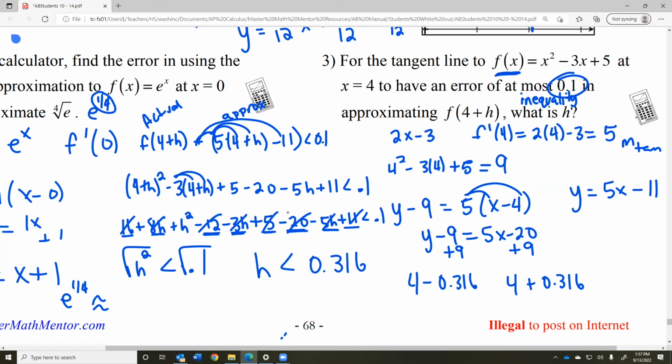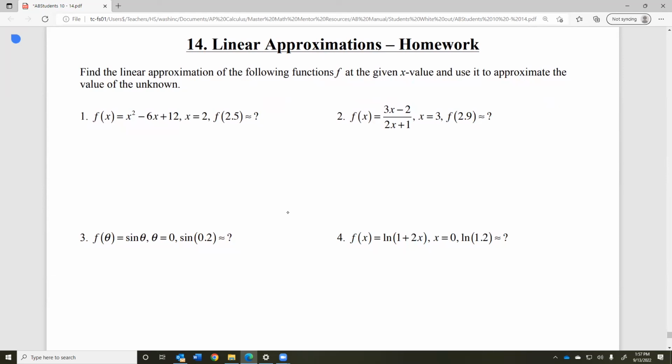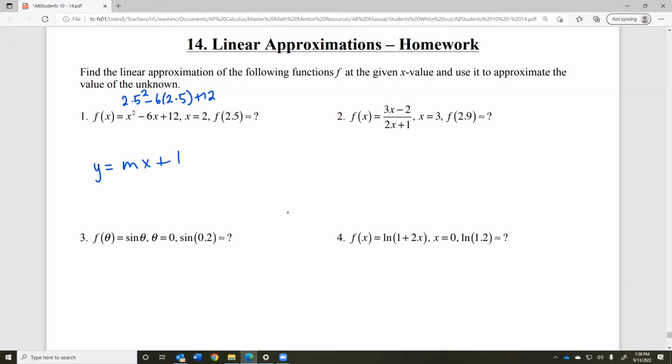And we are done with chapter 14. The idea of chapter 14 is really just this idea that can we find the tangent line and then use that to approximate values. So plugging in 2.5 without a calculator, 2.5 squared minus 6 times 2.5 plus 12, that would be hard to calculate without a calculator. But if we find the tangent line, y equals mx plus b, we can then plug 2.5 into that. Obviously, we would know what m and b are once we took the derivative and stuff, but that's going to be a little bit easier to help us approximate this f of 2.5 piece.